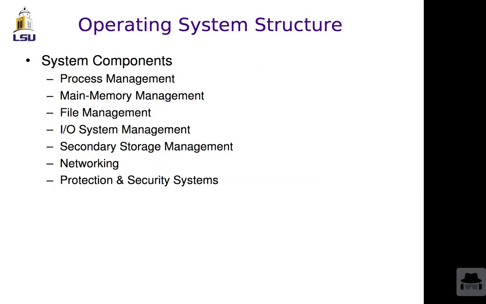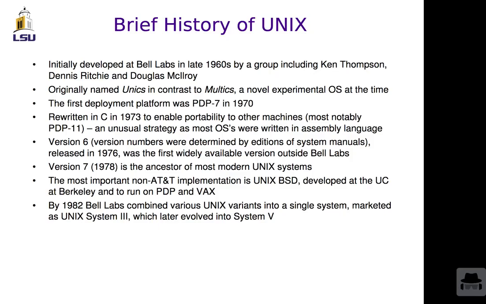And this is just an operating system breakdown: process management, main memory management, file management, I/O system management, secondary storage, so like USB drives or whatever, networking, protection, and security systems. That's pretty much what I just covered. All right, brief history of Unix.